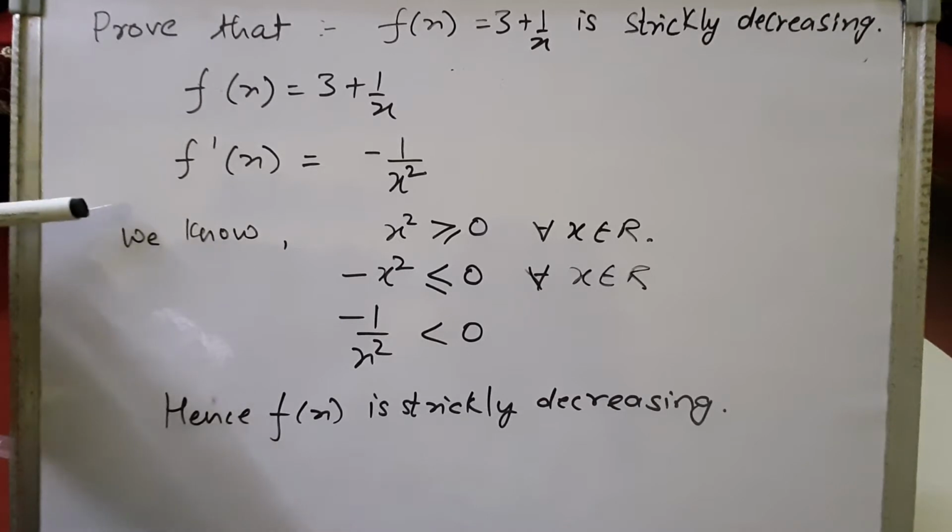right? Now we know, children, that the value of x square is always greater than or equal to 0 for all real values of x.